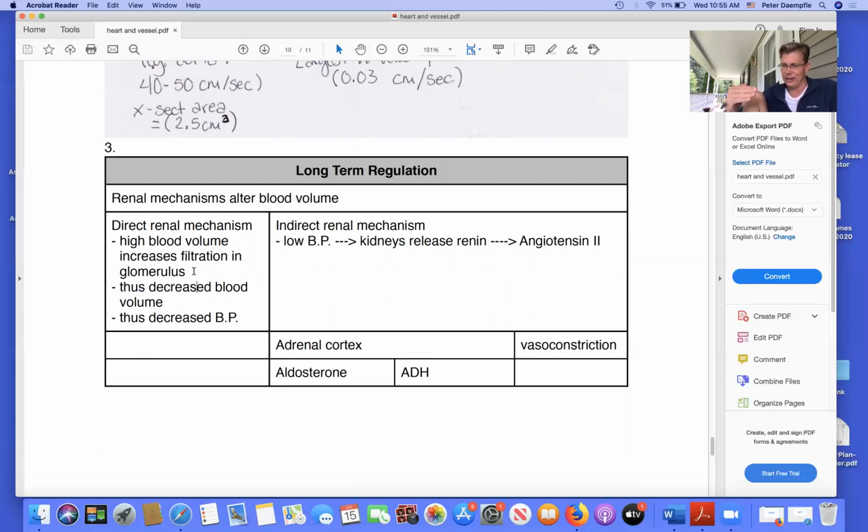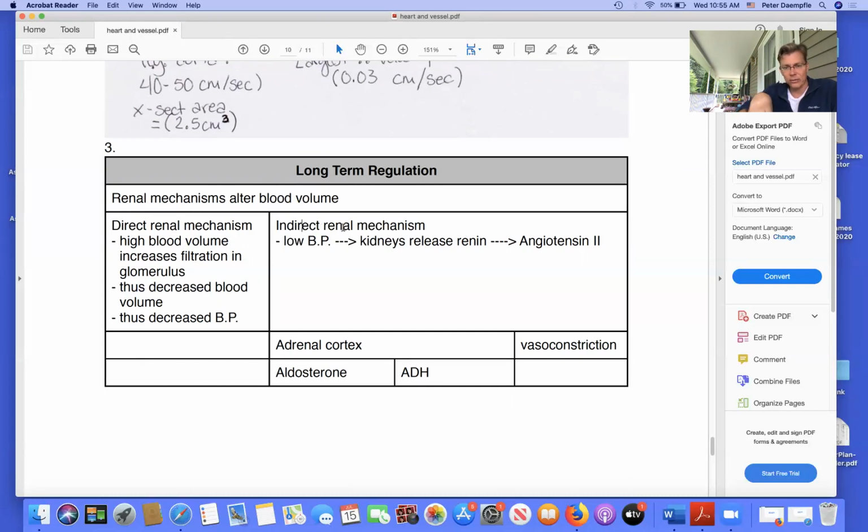And so directly, when you have increased blood pressure, you directly pee out more volume of blood, and that decreases the blood pressure. Does that make sense? It decreases the blood pressure because you're getting less water in the blood itself.